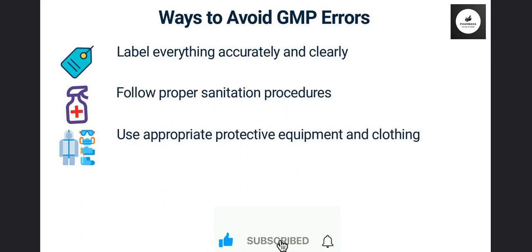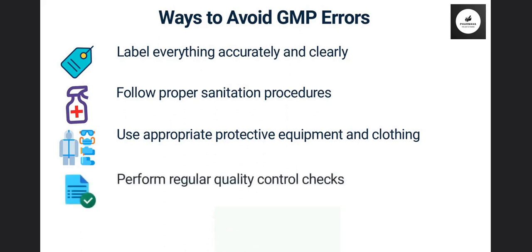Perform regular quality control checks. Regular quality control checks are essential for ensuring product quality and safety. This includes conducting tests and inspections at various stages of production, as well as conducting final inspections to ensure that products meet all specifications and requirements.